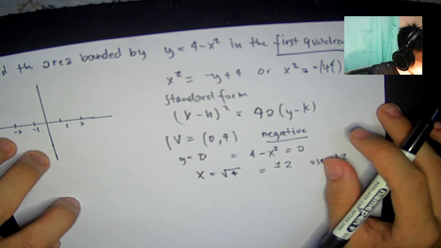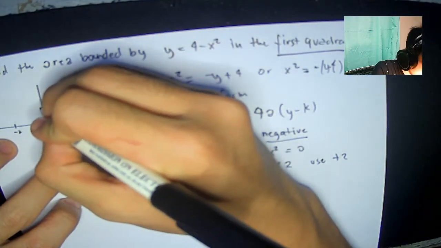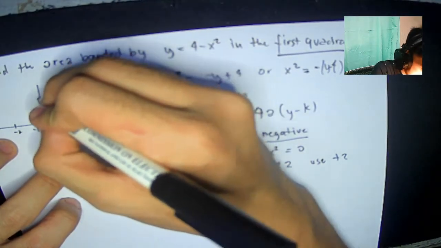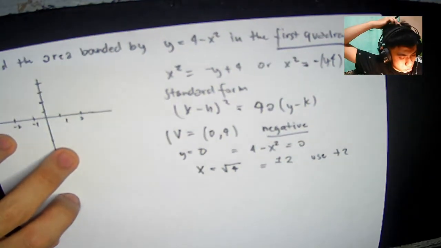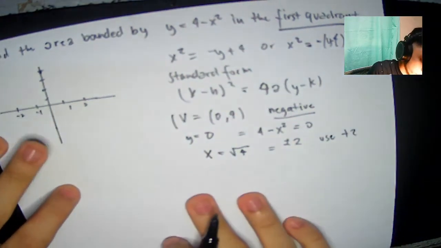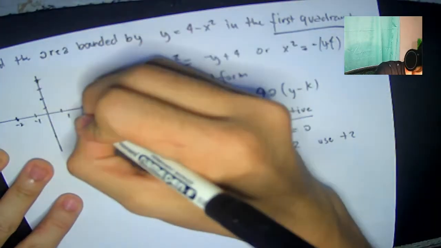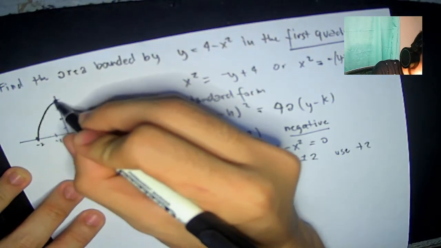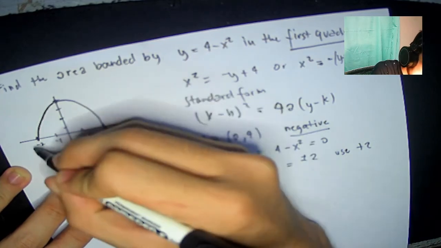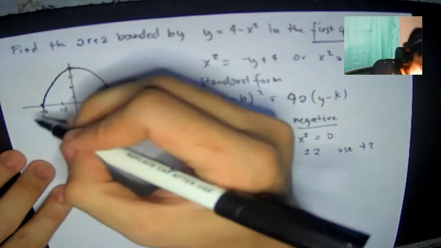I say, 4, 4. So y equals 4. So the parabola here starts here. I'll have 1 point there, 1 point here, 1 point here. So the parabola looks like this.